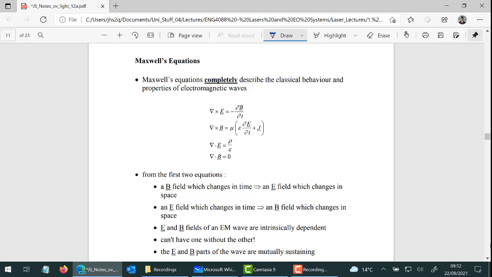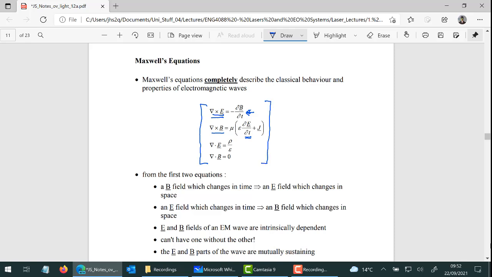Okay, you can't have one without the other. In fact, instead of having an electric field and a magnetic field, you have an example of a unified field. Any spatial variations in the electric field will give you a time variation in the magnetic field. Any spatial variations in the magnetic field will give you a time variation in the electric field.